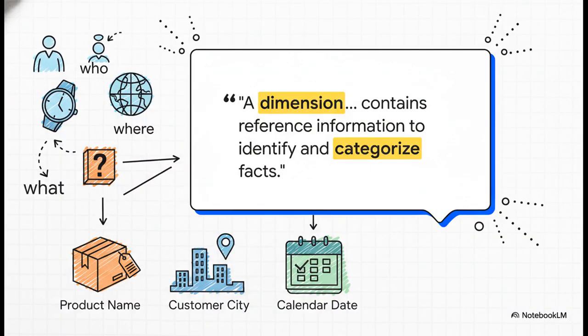So, dimensions. Think of these as the who, what, when, and where of your data story. And what are they built from? Yep, our old friend qualitative data. Things like product name, customer city, and calendar date. These are the labels and categories that give our numbers context.